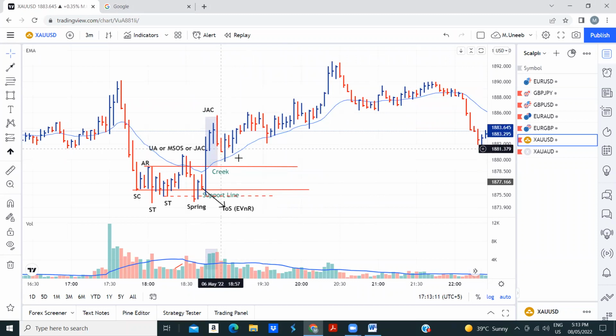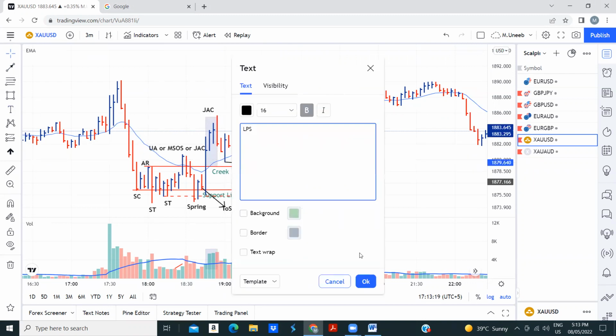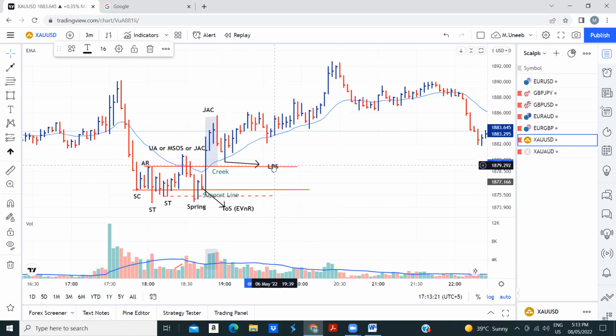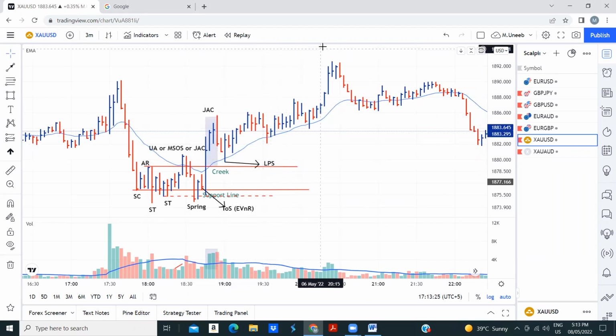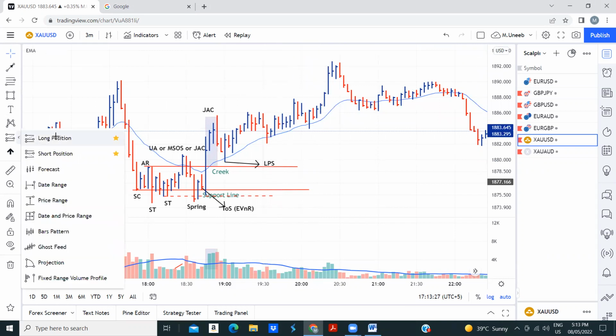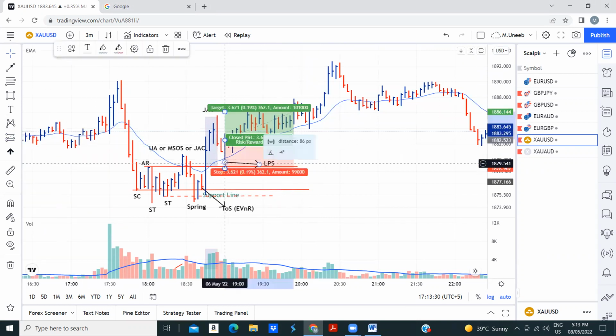And then it came back and tested this region. This region is actually known as, I told you, last point of support, LPS. Last point of support. After that support, the price valued here. So ideally you will take your position either over here, and then you will go all the way up to the last high.